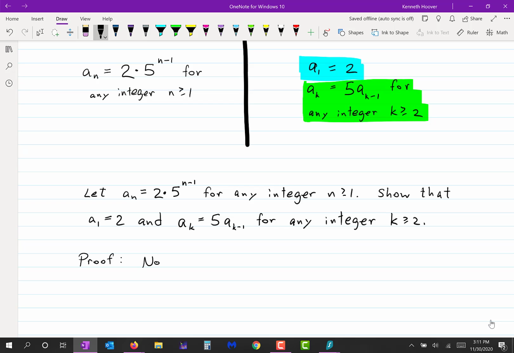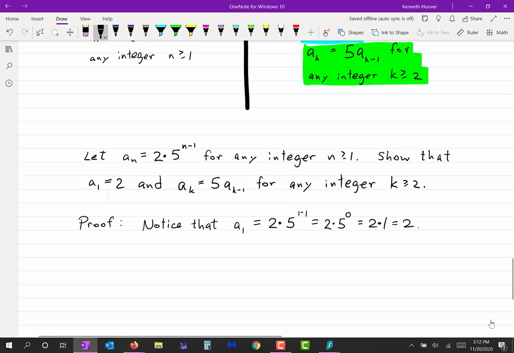So, notice that a sub 1 equals 2 times what? 5 to the 1 minus 1. And what would that equal? That would equal 2 times 5 to the what power? 0. What's 5 to the 0? It's 1. So I have 2 times 1. And what's 2 times 1? It is 2. There we go.